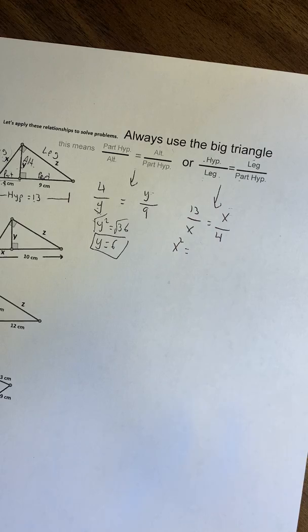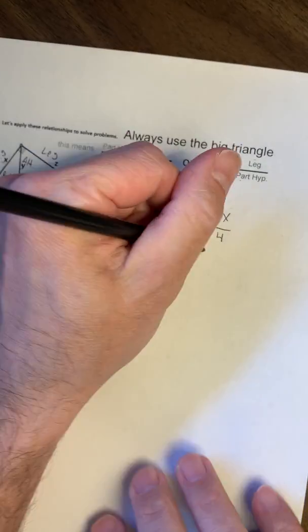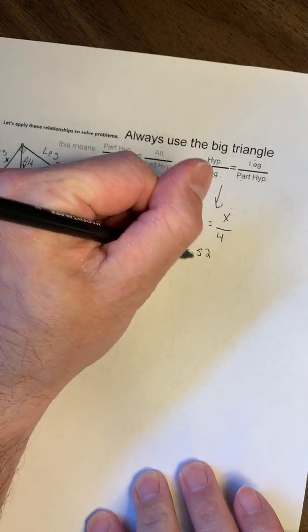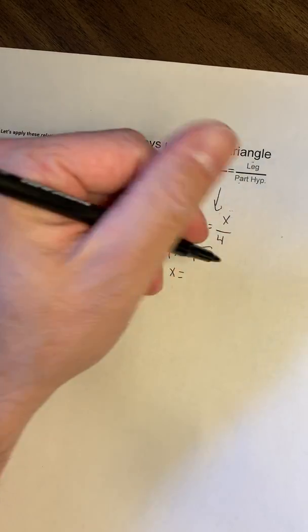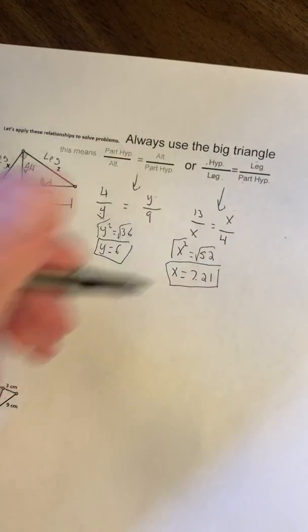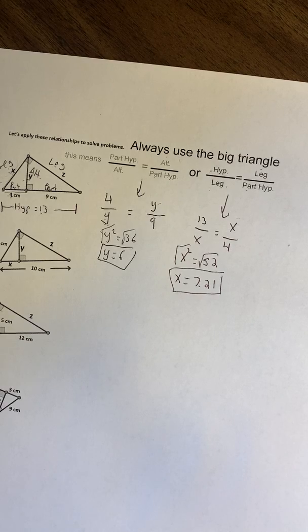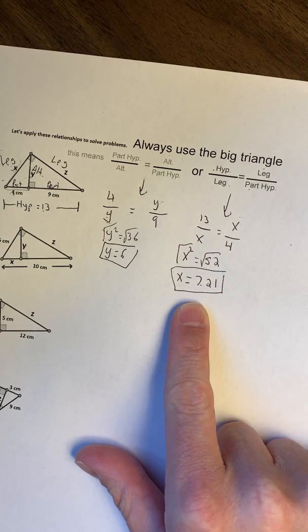I'm going to get x squared. I'm going to get my calculator over here. What's 13 times 4? It's 52. That's not a nice number. What the heck is the square root of 52? Well, I'm going to pop it into my calculator. The square root of 52 is coming up as 7.21111. Round to 2 decimal places. That'll probably be the safest bet that you have. So x is 7.21. That's it.